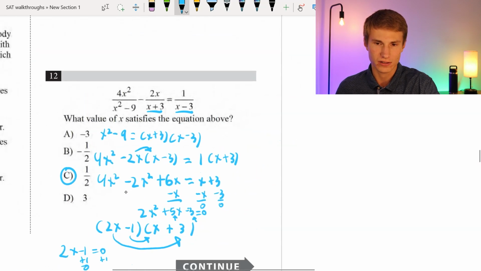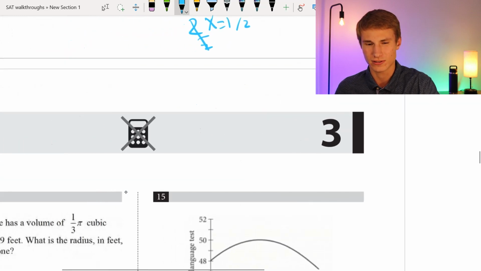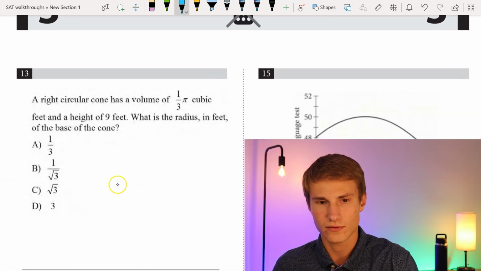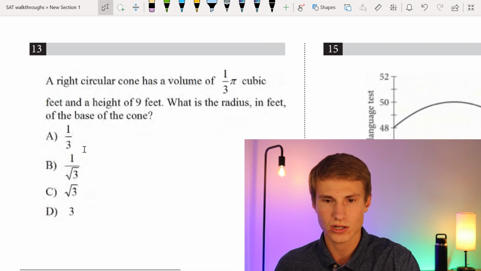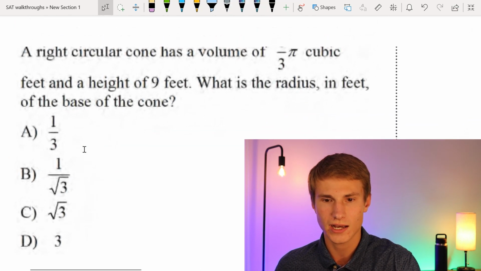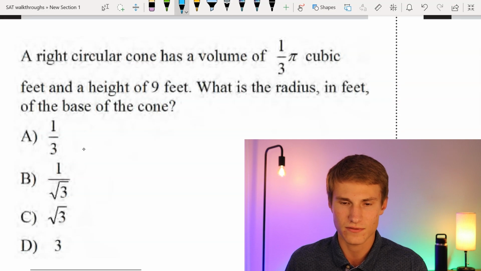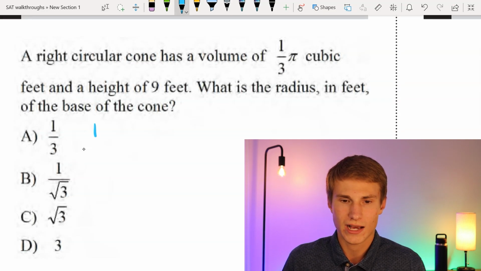All right, so 12 is a fairly long problem to solve, but there's no way to do it really any faster than that. So that's how you solve 12. All right, 13 now. A right circular cone has a volume of 1/3 pi cubic feet and a height of 9 feet. What is the radius in feet of the base of the cone? All right, let's go ahead and write out this problem.